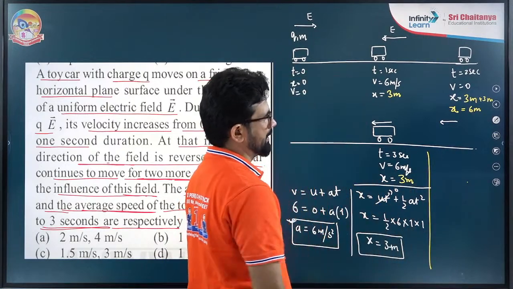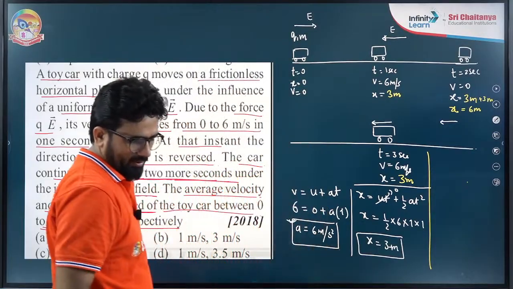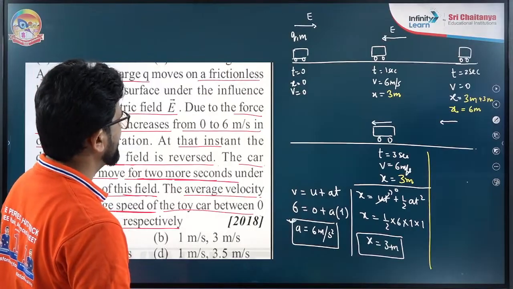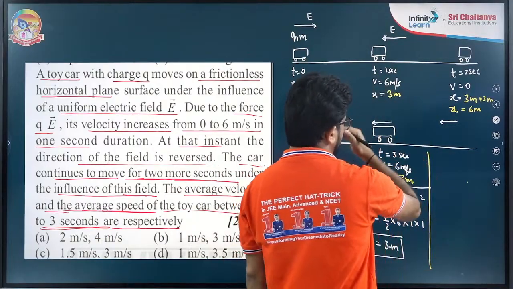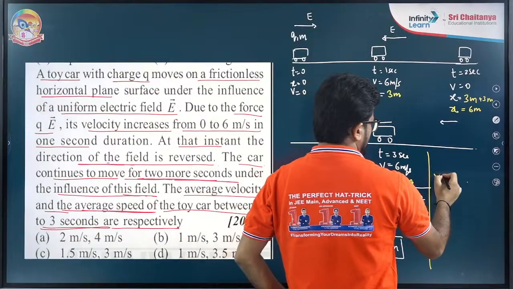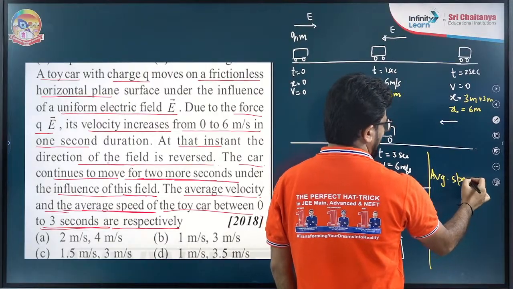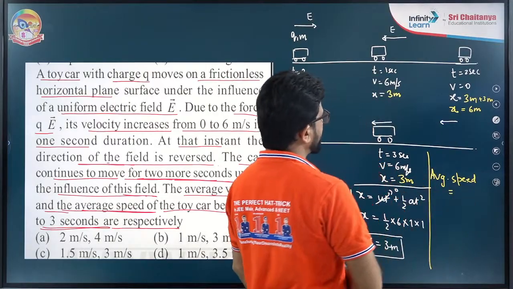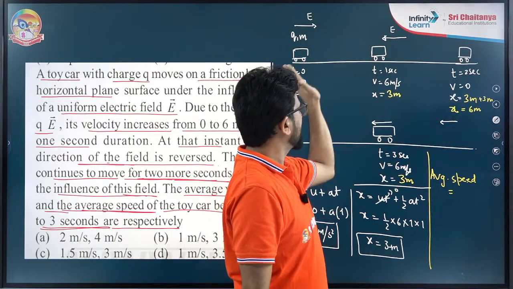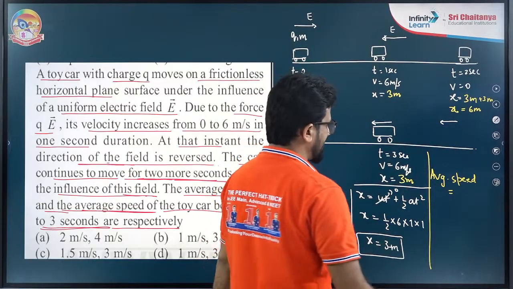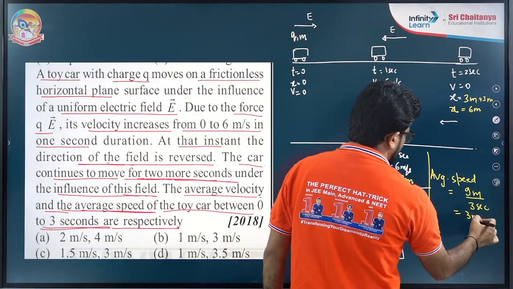Now I want to solve this question. How to calculate it? Very simple. We want to calculate average speed or average velocity. There is no space here, no problem, we can get this question. Average speed is total distance upon total time. Total distance: 0 to 3, then 6, then 6 to again 3. Up to here 6 meter, then 3 meter, total 9 meter. So 9 meter divided by 3 second, that means 3 meter per second.